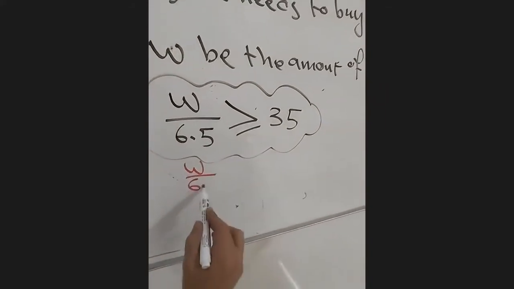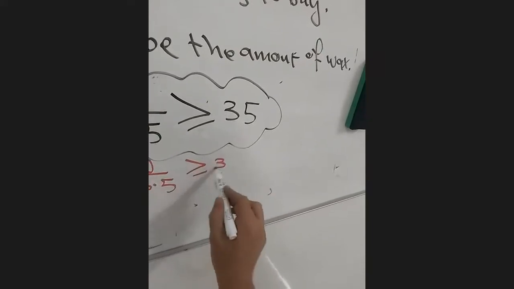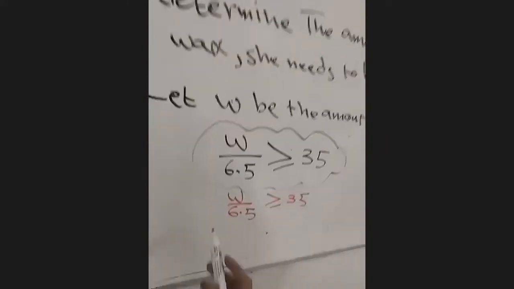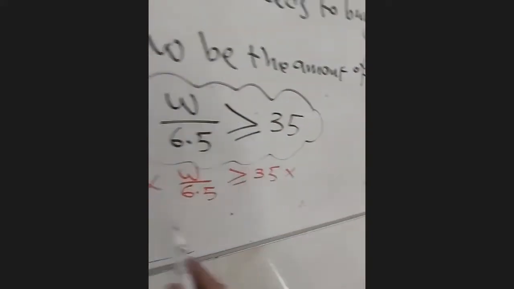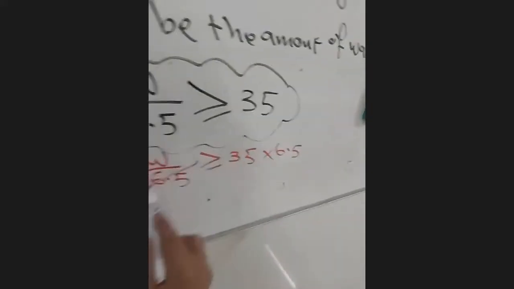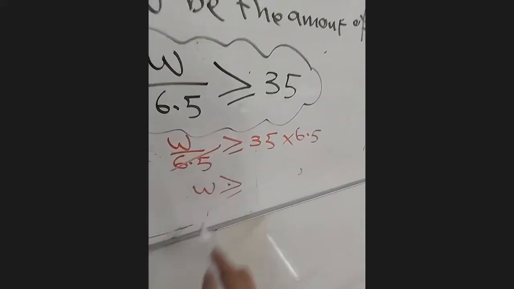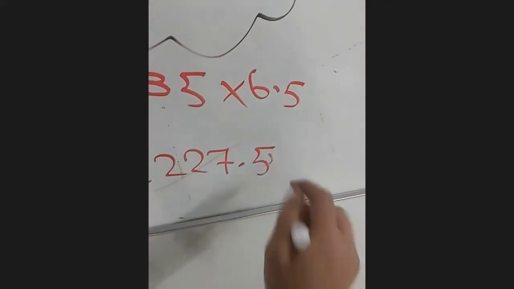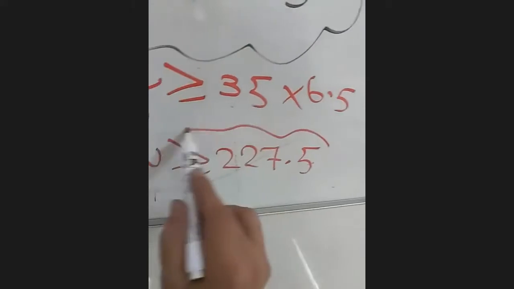Here, I'll write the inequality again, W over 6.5 more than or equal to 35. Then multiply by 6.5 on both sides. The 6.5s are gone. W will be more than or equal to, multiply these two numbers, it will be 227.5.